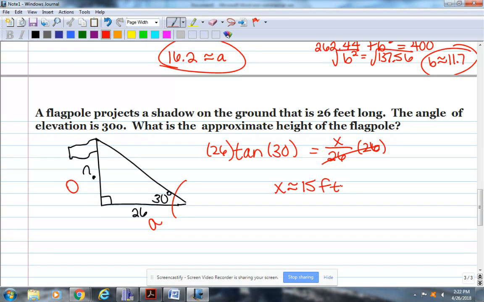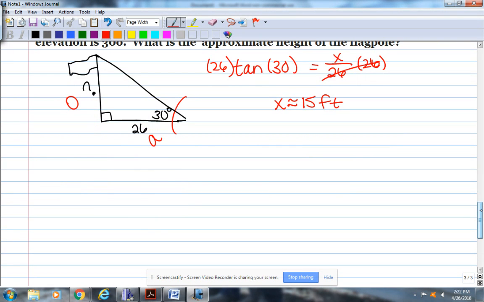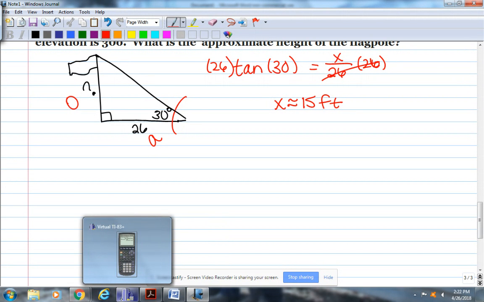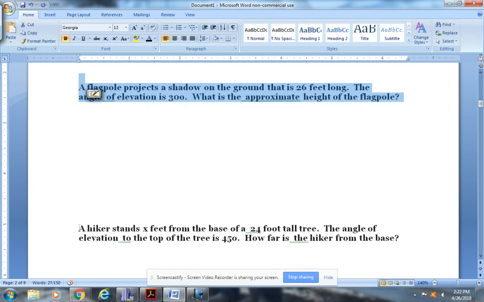I'm going to go ahead and do one more with you guys, and we can just kind of talk through it. We want to find the hypotenuse too? Nope, we just wanted the height of the flagpole. We didn't care about the hypotenuse. We just wanted the flagpole. Let's do another one.